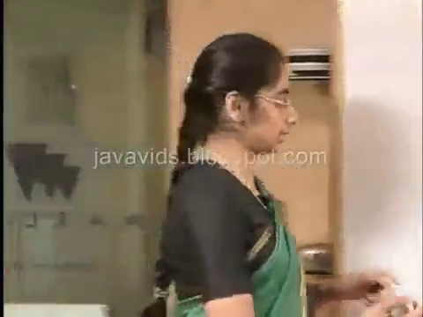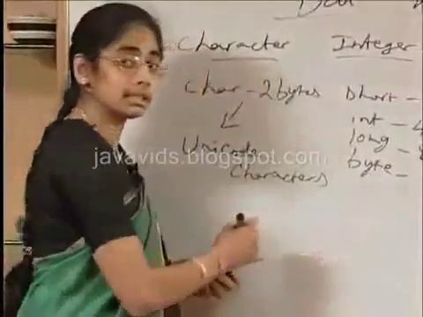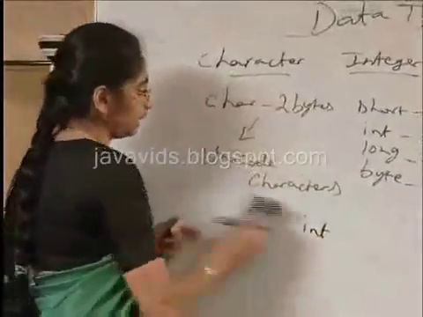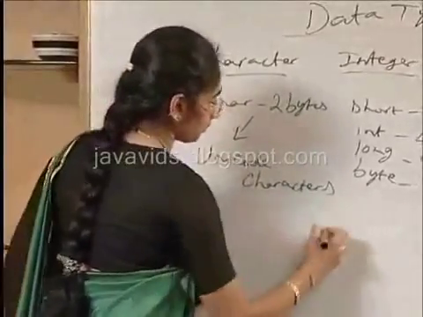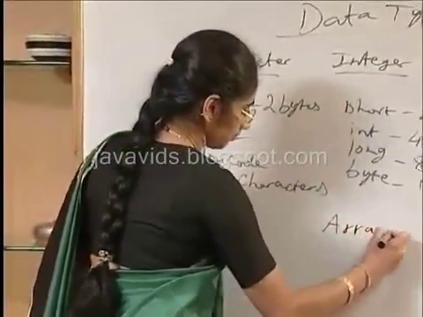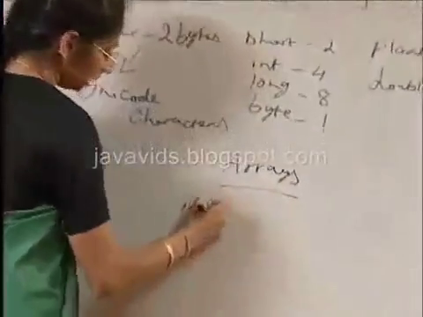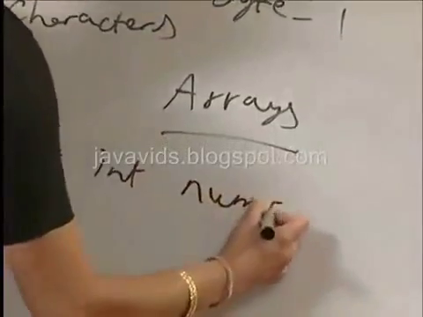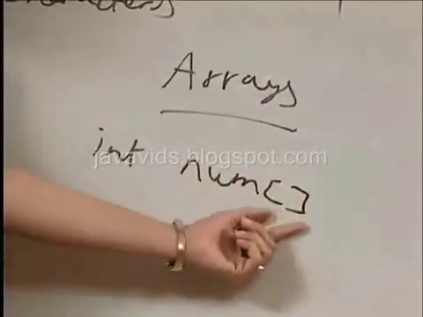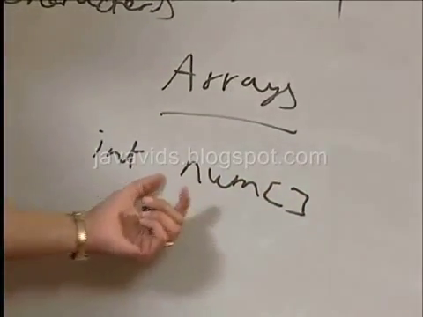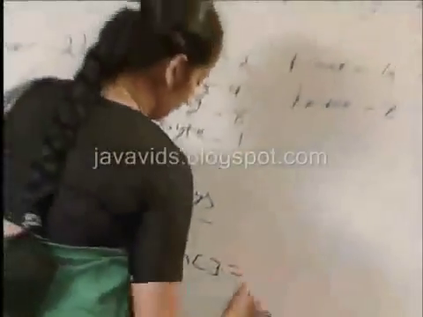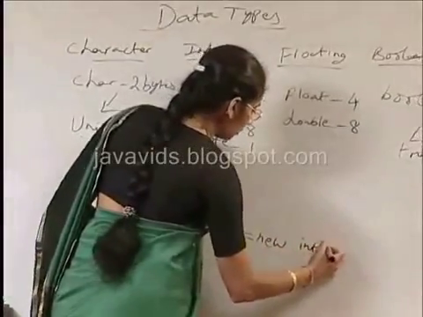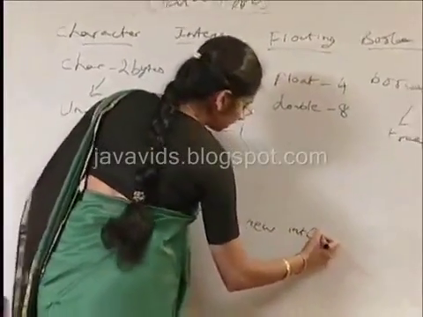We have arrays. Arrays are objects in Java. So if you want to create, for example, an integer array, you would create it likewise. For example, int num, this bracket can be placed either after or anywhere before, is equal to, you need to say new int followed by how many elements are in the array.